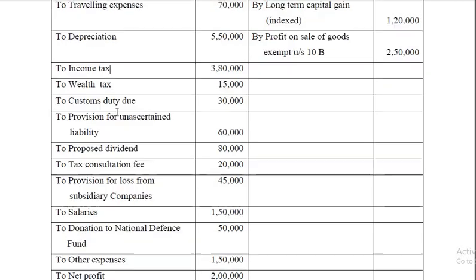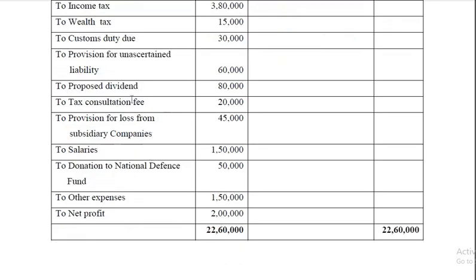Income tax is not allowed. Wealth tax is not allowed. Customs duty due 30,000 minus 25,000, so 5,000 is disallowed. Provision for unascertained liability is disallowed. Proposed dividend is disallowed. Tax consultation fee is allowed. Provision for loss from subsidiary companies is disallowed. Salary is allowed. Donation to National Defense Fund is disallowed.